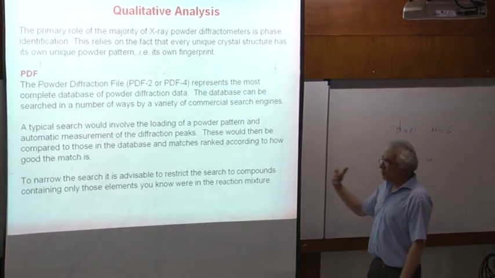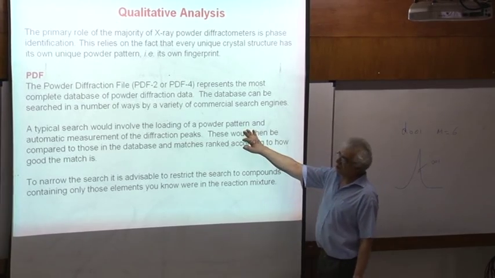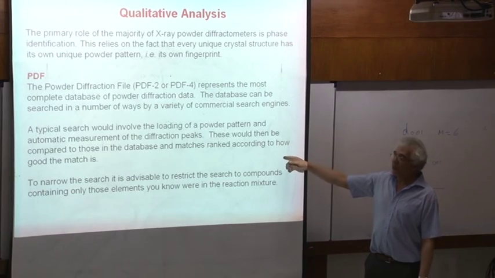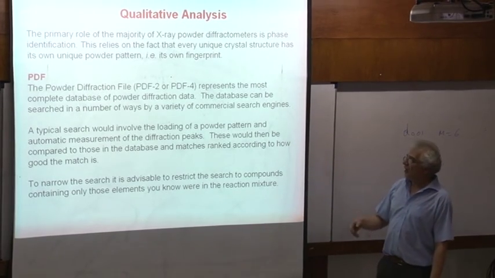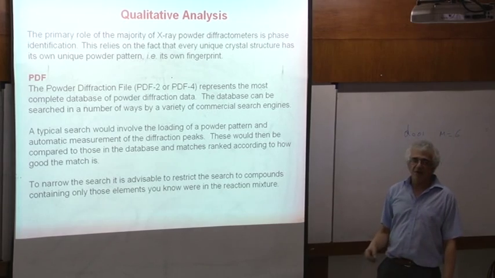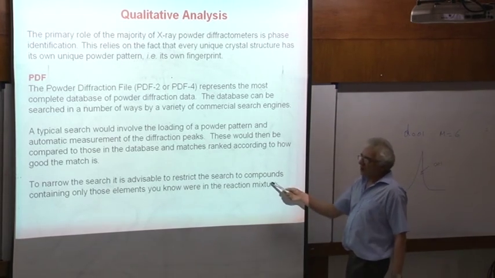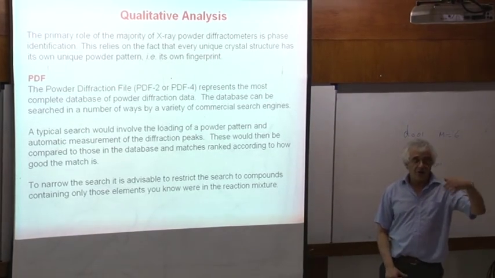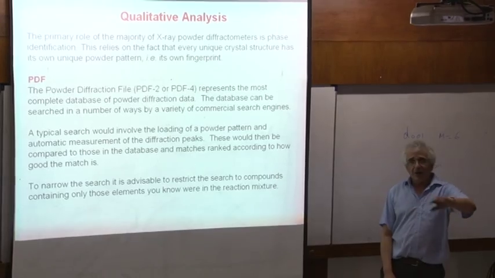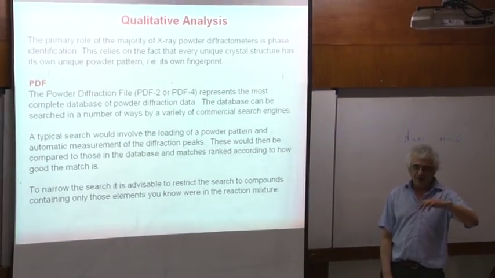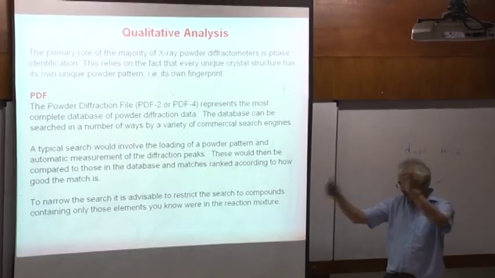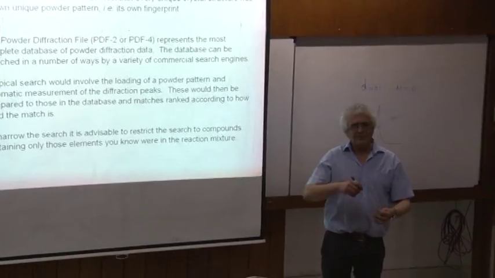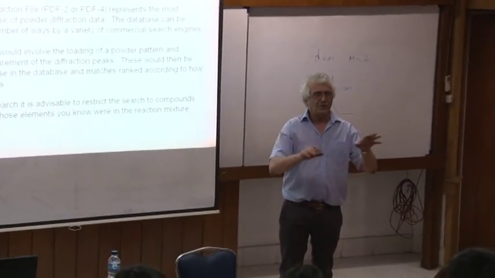So a typical search would involve the loading of a powder pattern and automatic measurement of the diffraction peaks. These will then be compared to those in the database, and you get a ranking according to how good the match is. To narrow the search, you can just say, I know what I put into my compound. You can say, I definitely won't have any, I don't know, germanium in this compound, or I've only put lithium, aluminium, and silicon in this compound. So you search for those things.